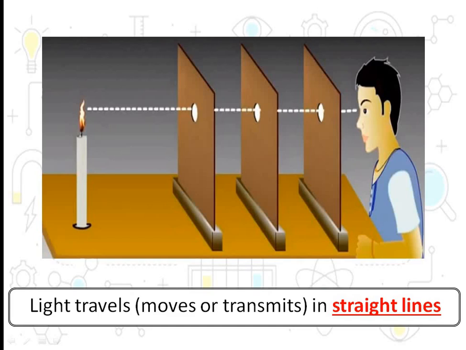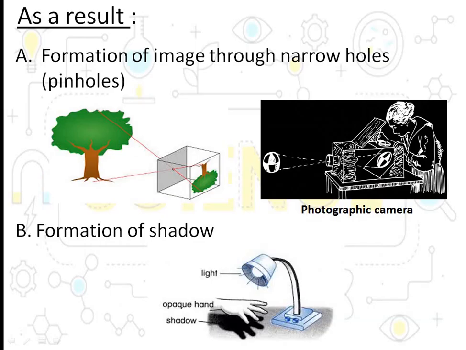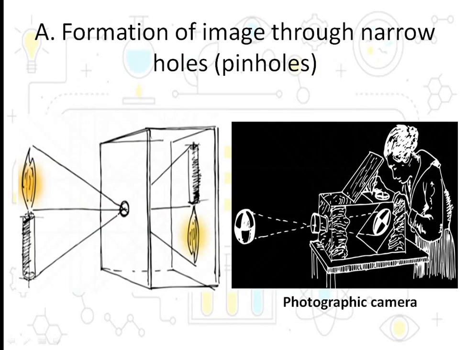As a result of light traveling in straight lines, some phenomena happen, such as the formation of an image through a narrow hole and the formation of shadow. First, the formation of an image through a narrow hole. How can an image be formed through a narrow hole? Let's do this experiment to know how.